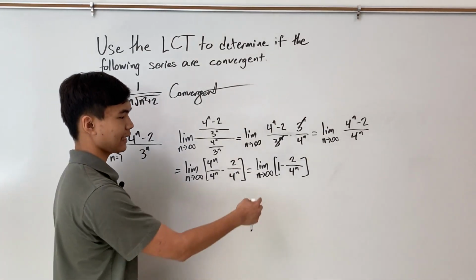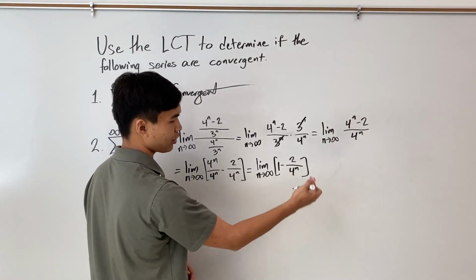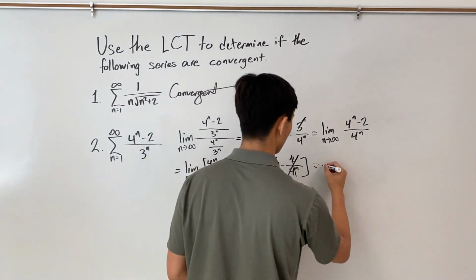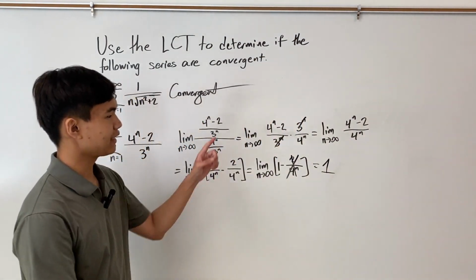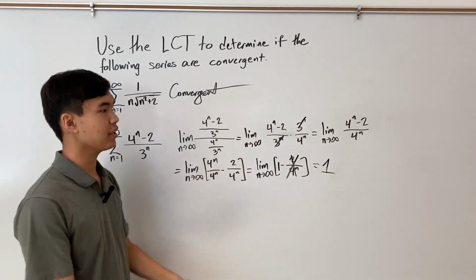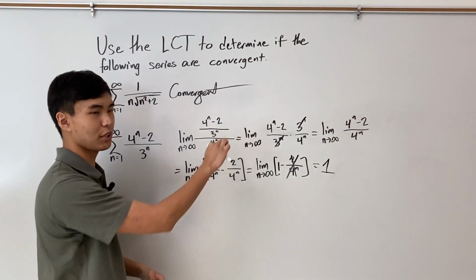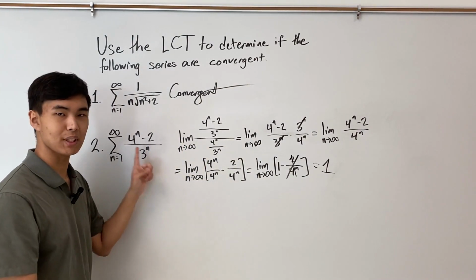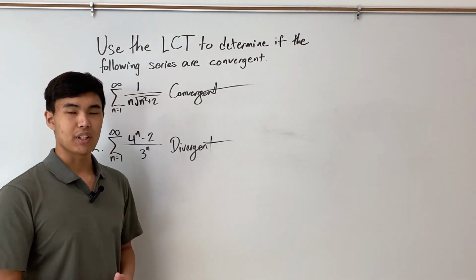And here we see that as n grows to infinity, 4 to the n goes to infinity, which makes 2 over infinity go to 0. And this is just 1, like the last limit. And since this is a positive finite number, the behavior of this and this must be the same. So since we know that this series diverges, this series must also diverge. And that's how you use the limit comparison test.